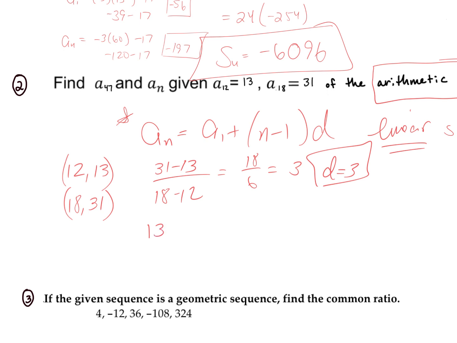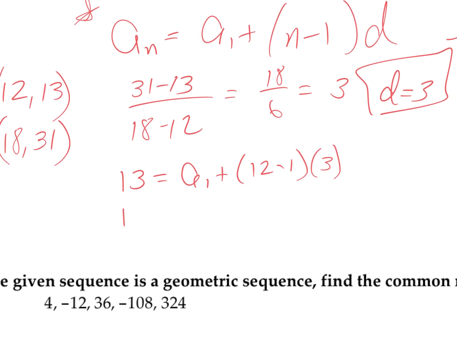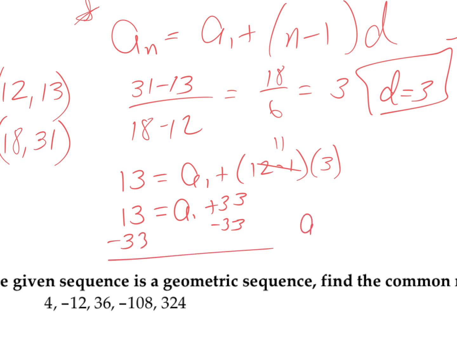So I have 13 equals a sub 1. I don't know what it is. Which term number is 13? So 12 minus 1 times the common difference, which is 3. So I have 13 equals a sub 1, I don't know what it is, but what's 12 minus 1? 11 times 3 is plus 33. So now I subtract 33 from both sides. What is my first term?